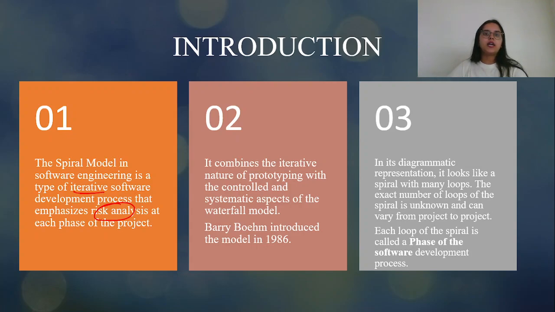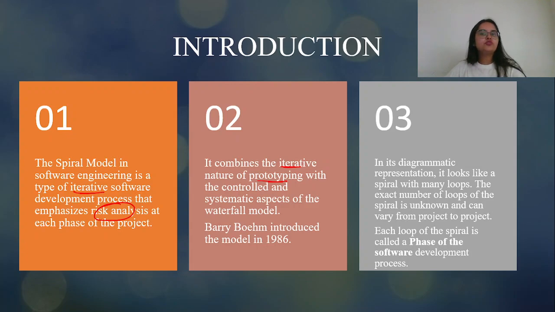So the main idea or the main goal of the spiral model is to identify the risks and to solve them, so that obviously we can have a better version of the software being developed. And it combines the iterative as well as the prototype nature of the software development models that you have studied so far.